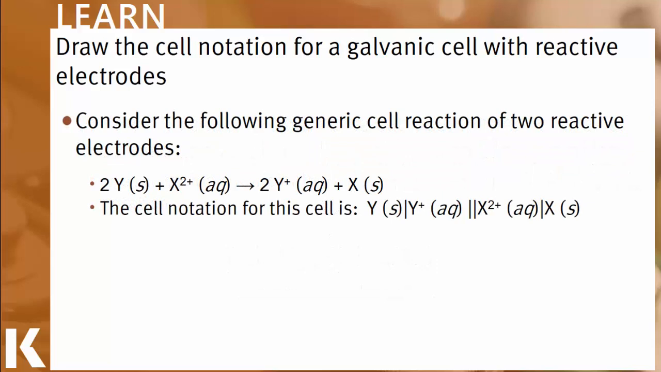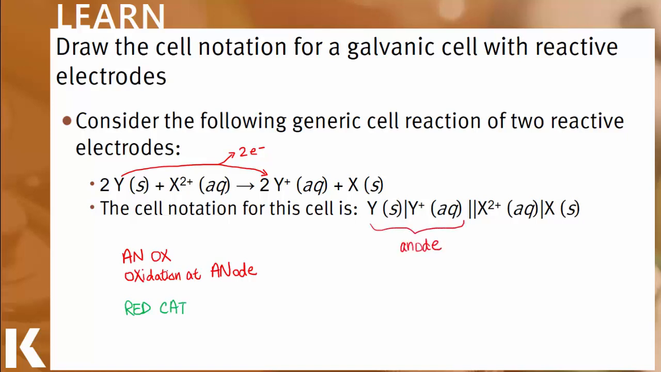Let's take a look at translating a reaction into cell notation. For the balanced redox reaction between Y and X, you can see that Y will donate electrons to form Y+. Using the mnemonic An Ox Red Cat, oxidation occurs at the anode, so the Y electrode will be the anode. The X cation is gaining electrons that were given up by Y to form solid X, and since reduction happens at the cathode, X will be our cathode.